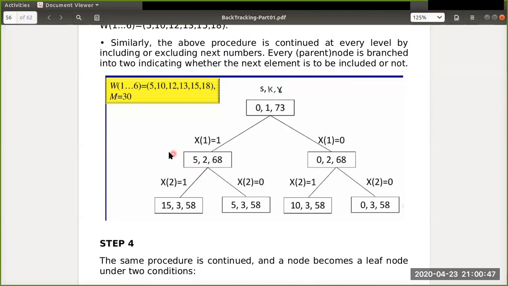And now, from this node, if I want to include the second item, which is 10: S, the updated value, is already 5. If the second item is included, 5 plus 10 is 15, and it will be the third iteration. When coming from the second level to the third level, the R value changes, that means 68 to 58. How? By decreasing the weight of the second item: 68 minus 10 is 58. Okay, I already told you that these two terms are the same on this side and this side also.